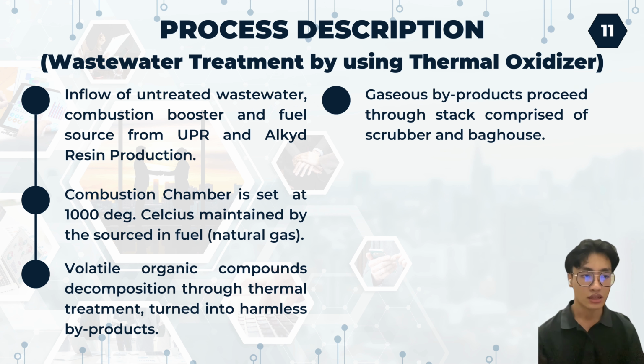These waste streams that are coming from different stages of the resin production processes get collected and directly funneled into the thermal oxidizer to be treated in the combustion chamber by breaking down the components of the volatile organic compounds and also the hazardous air pollutants. In the combustion chamber, a high temperature zone is set at 1000 degrees Celsius that is maintained by the sourced-in fuel, which is the natural gas.